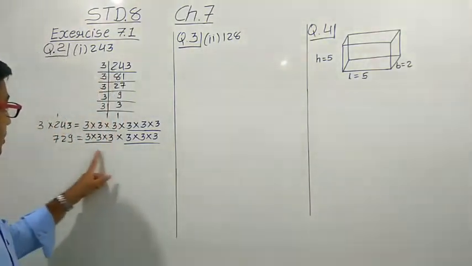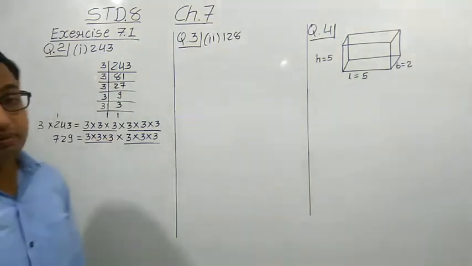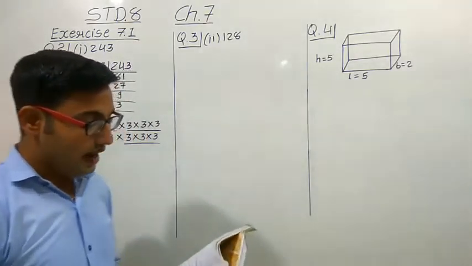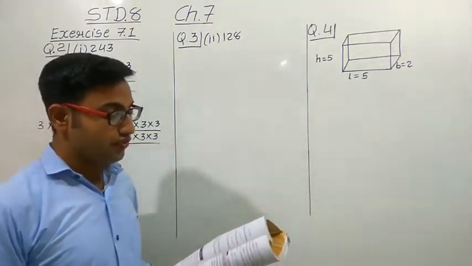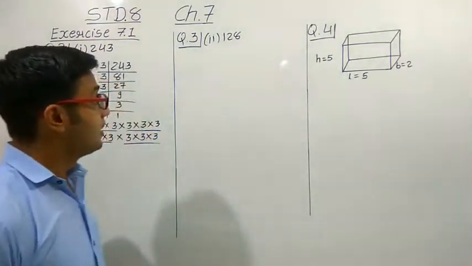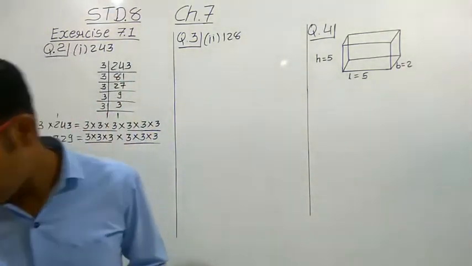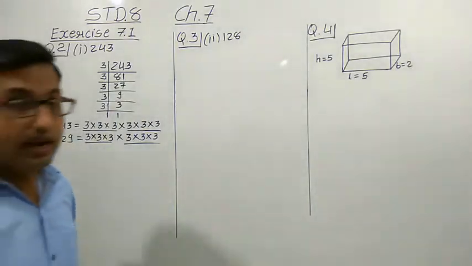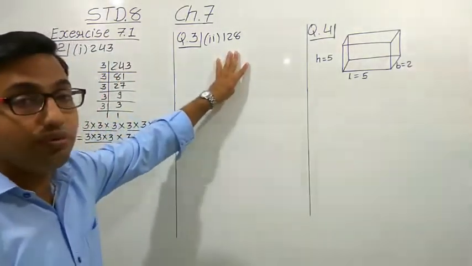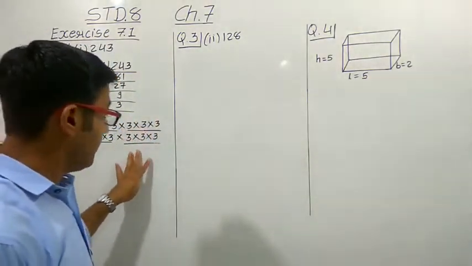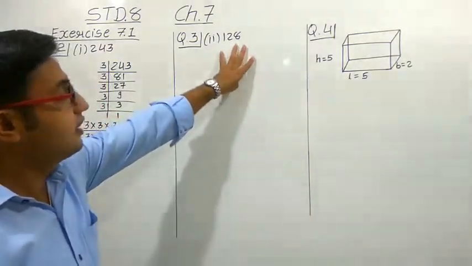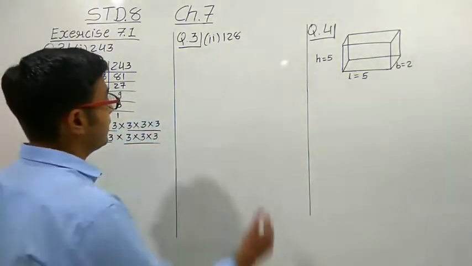Okay, so now let us study question number 3. What is the question? Find the smallest number by which each of the following numbers must be divided to obtain a perfect cube. So here we have to divide the given number so that it becomes a perfect cube number. Currently it is not a perfect cube number. So the same process that we applied here, we have to apply here. That means we have to find the prime factors of this number 128.